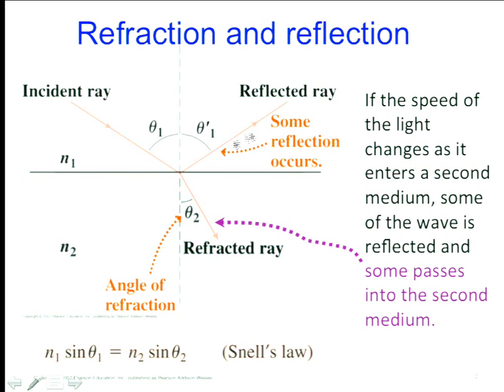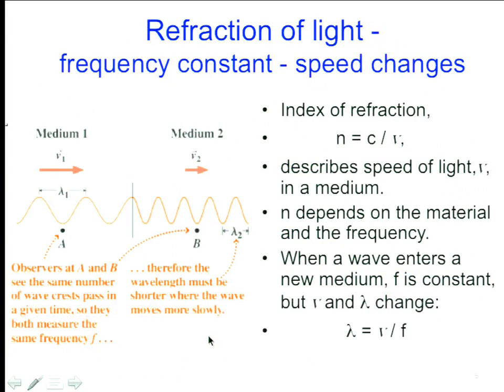The easy part is it bounces off at the same angle. Theta 1 prime is equal to theta 1. What's more complicated is the fact that it bends toward the normal if it goes into a more dense material, and it's given by Snell's law. Quickly going over this one more time.